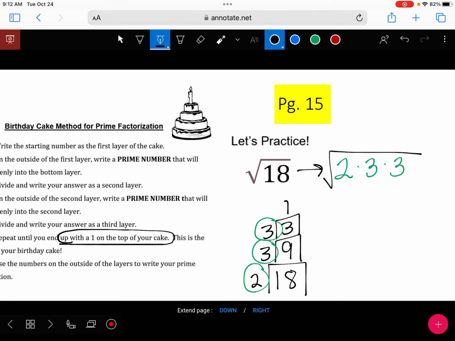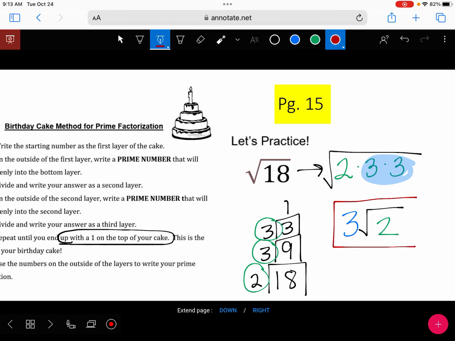Now, in order to simplify the radical, we need a pair of the same number. Do you see the same number twice? What number do we have 2 of? We have 2 3s. So that means I'm going to take this pair and they get to come out of the house. I can move that pair to the front, and I only have to write it one time when I move it to the front. So I have a 3 in the front, and then the square root and the 2 left under it. And that would be your final answer.